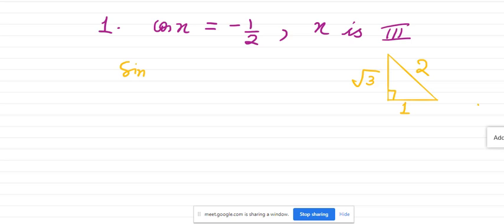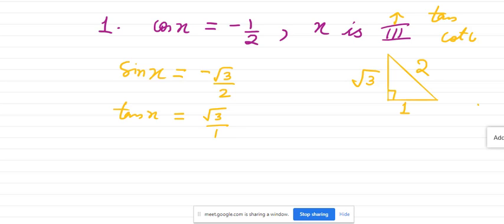So if it's in the third quadrant, which trigonometric ratio is positive? Tan and cot. Yes, very good. Only tan and cot will be positive. All the rest will be negative. So sin x will be minus root 3 by 2. Tan x will be root 3 by 1, and it will be positive. And the cot will be 1 by root 3. And then cosec will be minus only. And the sec will be minus 2.